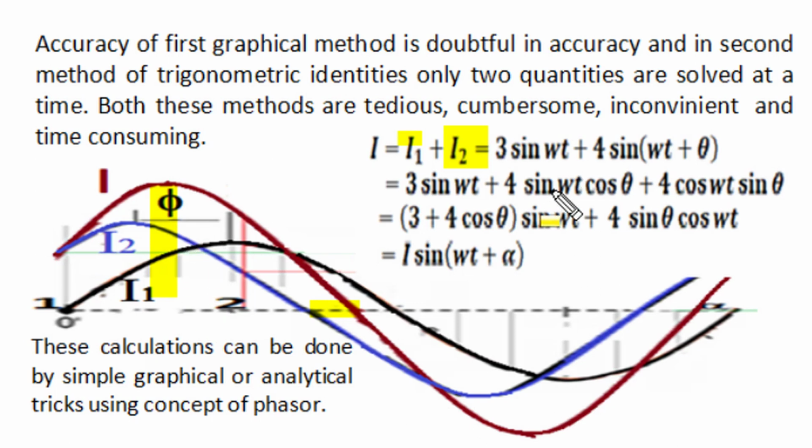And both these methods are quite tedious, cumbersome, inconvenient, and time consuming. Now these summation and subtraction calculations can be done by simple graphical or analytical tricks using the concept of Phasor representation. We'll first learn what Phasor representation is, and then we'll study how summation or subtraction can be performed by Phasors using simple graphical tools, where Phasors become just like vectors in calculation.